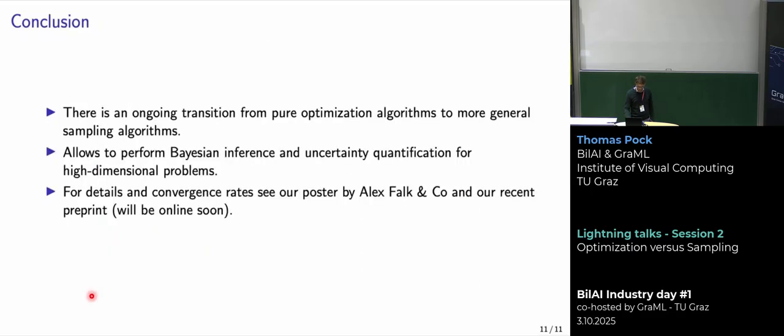That's also the end of my talk. We think there is an ongoing transition from pure optimization algorithms to sampling algorithms, and there are a lot of fruitful ideas in optimization which just need to be brought over to sampling. And this allows us to perform Bayesian inference, for example, for solving inverse problems in imaging, and uncertainty quantification in high-dimensional problems. For details and convergence rates, there will be a preprint very soon out, and also Alexander has a poster here where I see some of the details. Thank you very much.